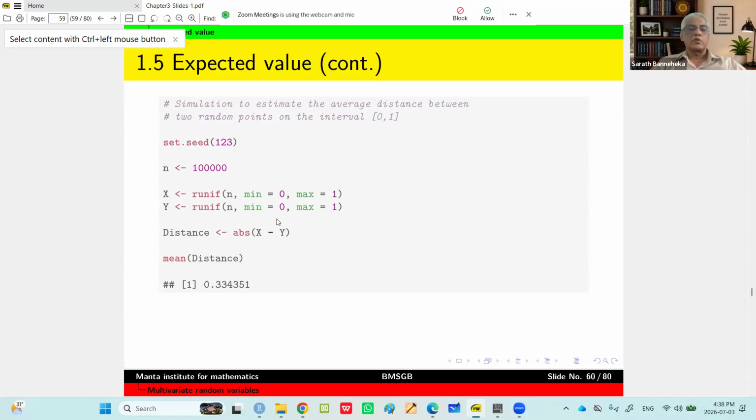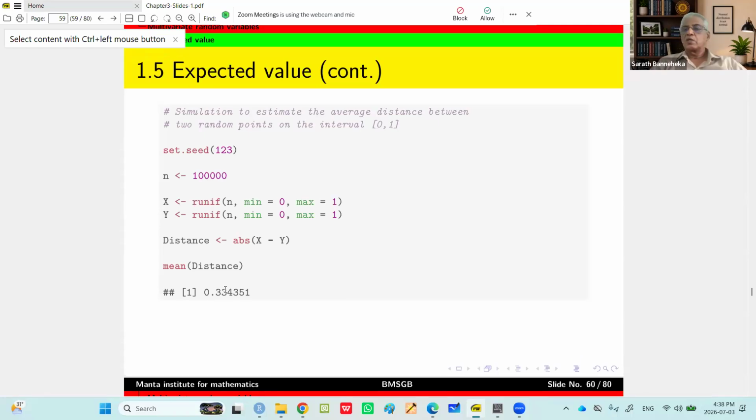Once you get the distances, you can find the mean distance. And this is what I got, 0.33 in this particular simulation. If you do another 100,000, your answer might be slightly different, but again close to 0.3, because the theoretical answer is 1 over 3, which is 0.3333. What we have here is very close to that, up to two decimal places. So that's how you check the answer in this particular case.